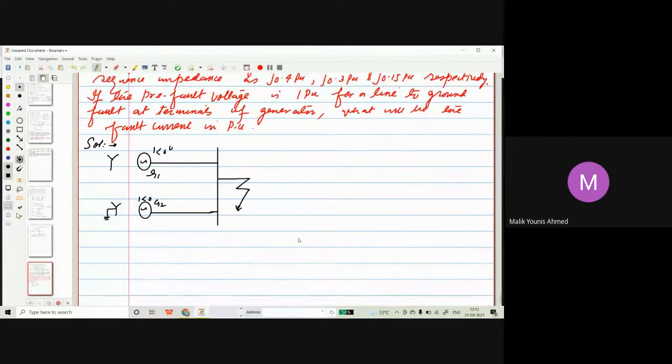ठीक है. What will be the fault current? तो what are the data we have been given? We have been given with X1 positive sequence impedance, or Z1, you write. We write Z1 better. He is telling impedance, so we will use Z1. Z1 is j0.4, and this is in per unit. Then Z2 is j0.3 per unit, and then Z0, positive, negative, and zero, I think is j0.5 per unit. Okay.